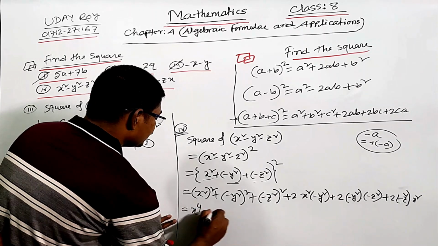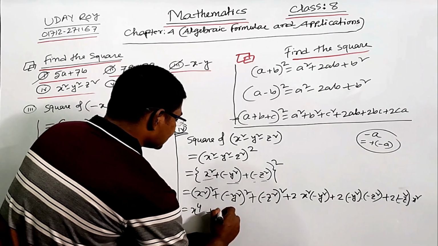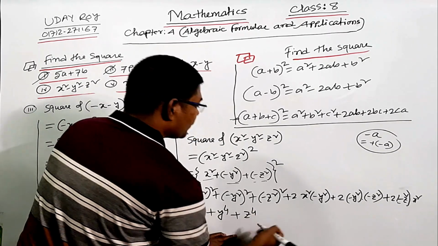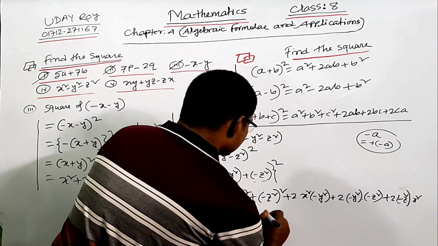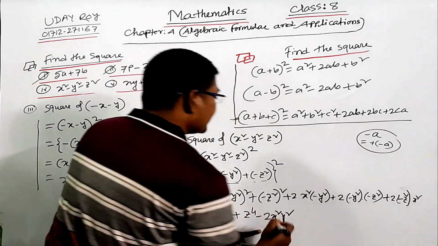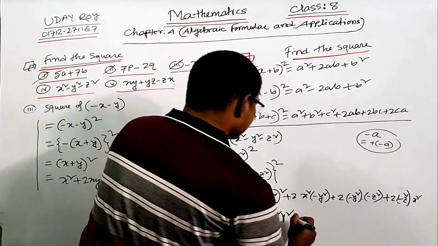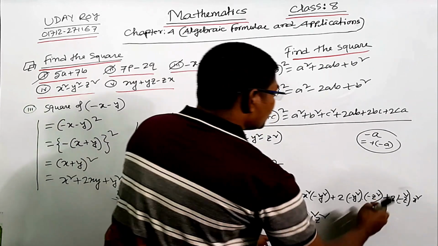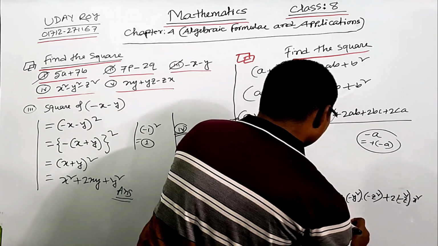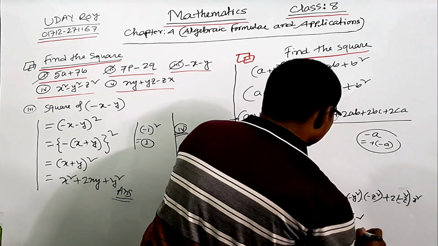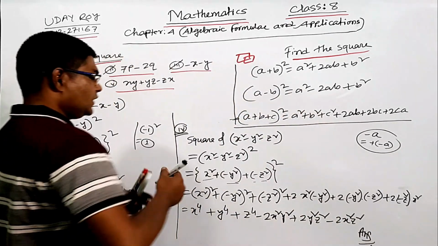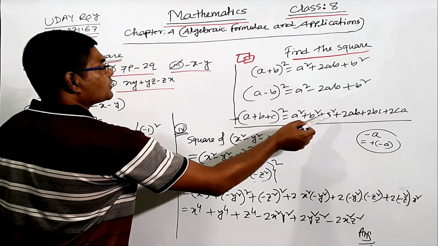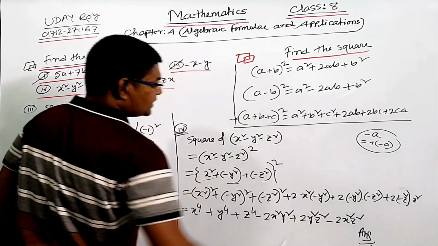We have got x to the power 4, we have got here y to the power 4, we have got here z to the power 4, minus 2 x square y square, plus 2 y square z square, minus 2 x square z square. You can see here again a plus b plus c whole square equal to a square plus b square plus c square, 2ab plus 2bc plus 2ca.